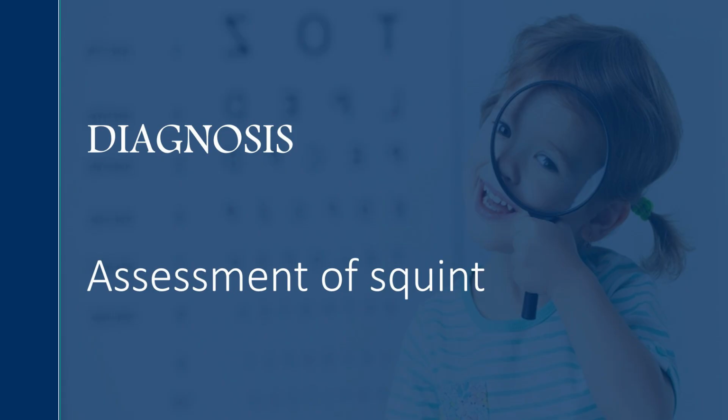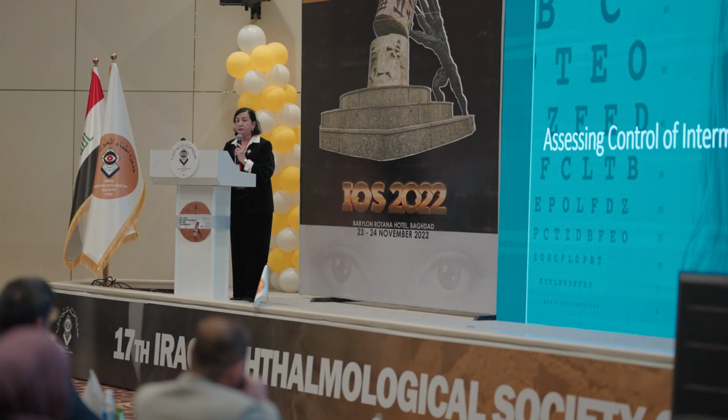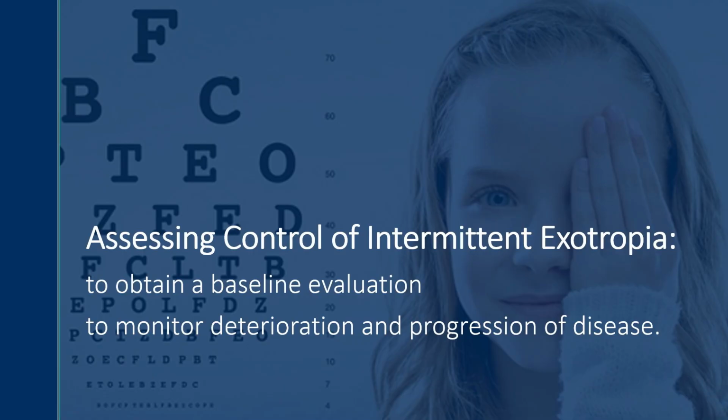How do we diagnose? Of course, all assessments of strabismus must apply to our patient. Moreover, there are specific points we must take care of. One of them is assessing the control of intermittent exotropia. Why do we do this? We do this to obtain a baseline evaluation to monitor the deterioration and progression of the disease.